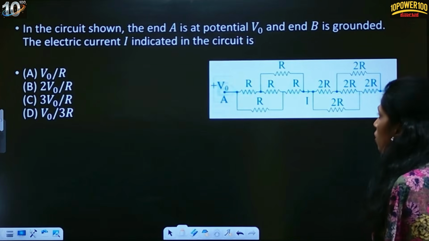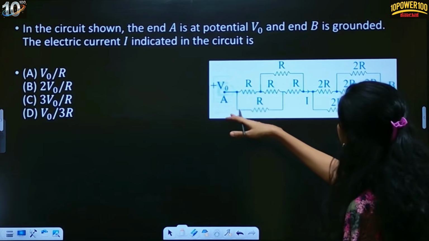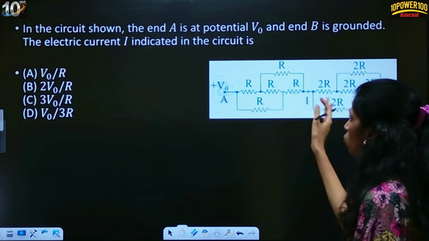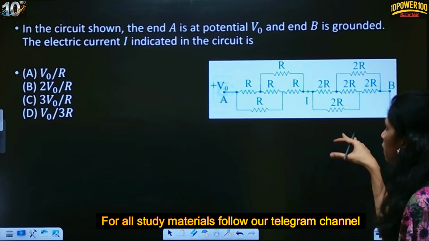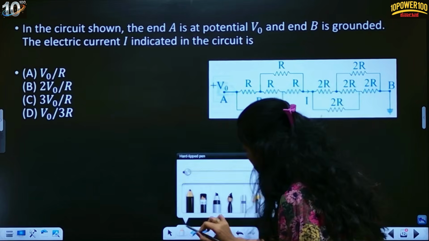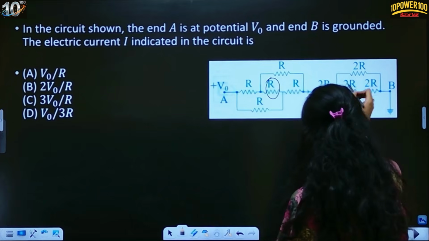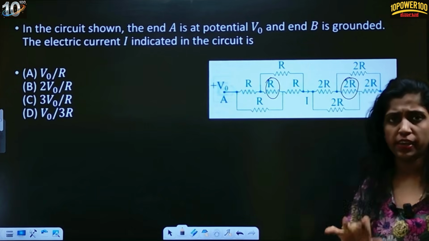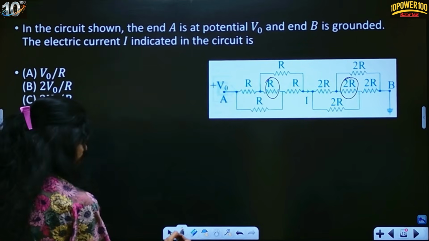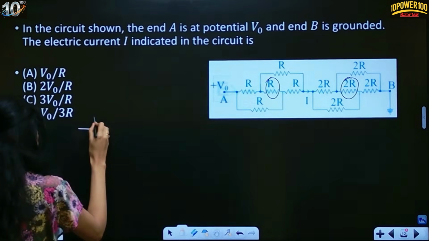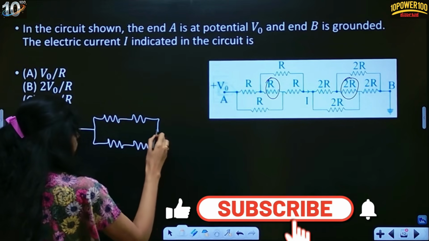Very simple question. Okay, now there's a circuit here. They're asking: end A is at a potential V0, B is grounded. What's the total electric current? To find the total electric current, let's find the total resistance. For this type of circuit, you have this resistance in the middle of these junctions. These get shorted, so you need not take that. Leaving that, you can take the circuit in this way. Now you can draw the circuit like this. The same circuit I am drawing in this way.